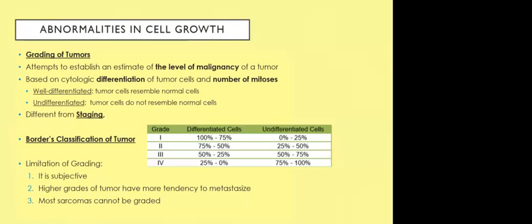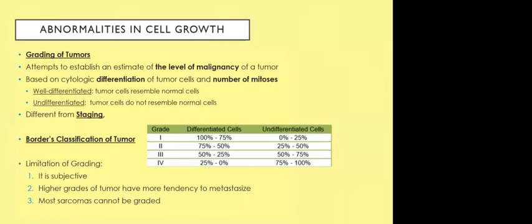Okay, number 2, the higher grades of tumors have more tendency to metastasize. So, generally, they have more tendency to metastasize. So, the grading will not be accurate. And then the last one, most sarcomas cannot be graded. Okay, so sarcoma is a connective tissue type of tumor. So those are the limitations of this reading.